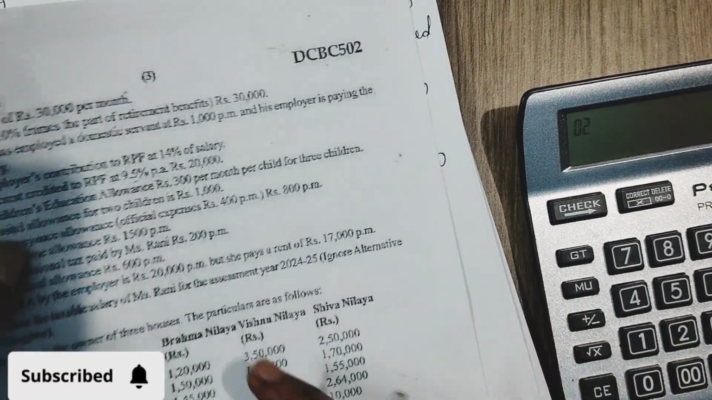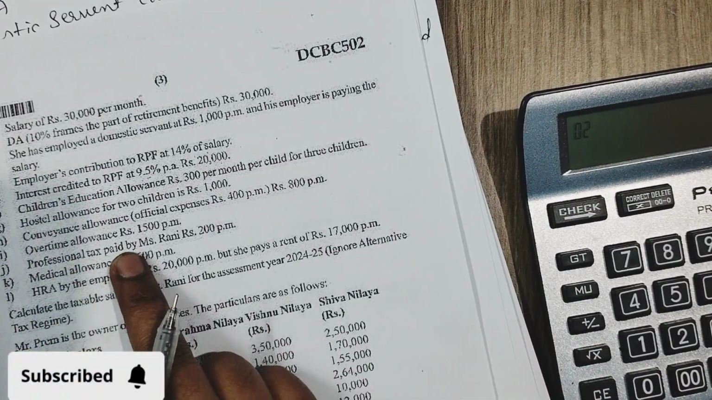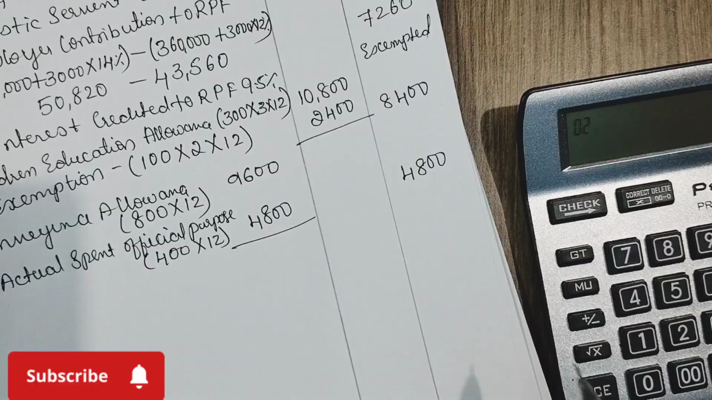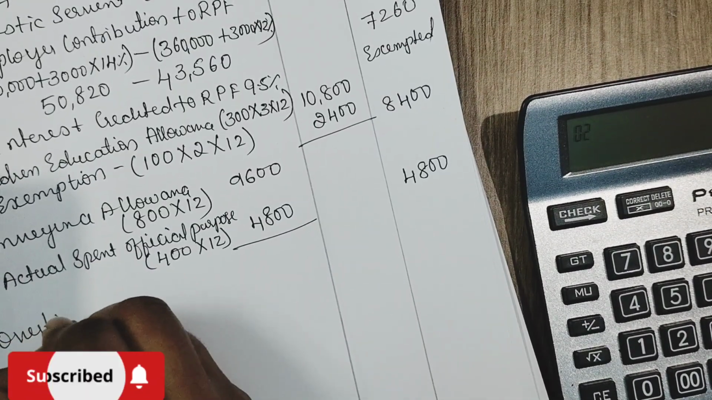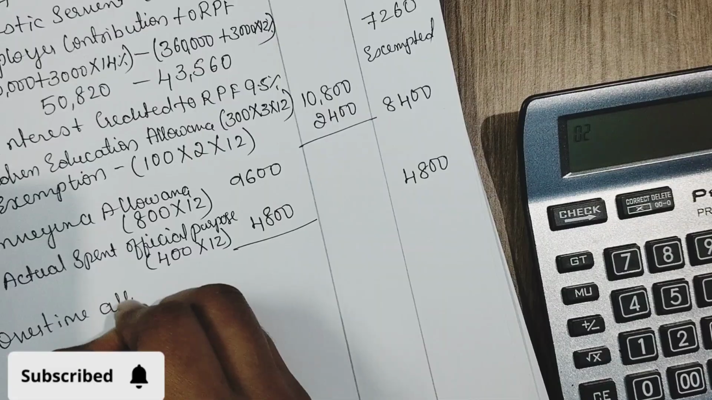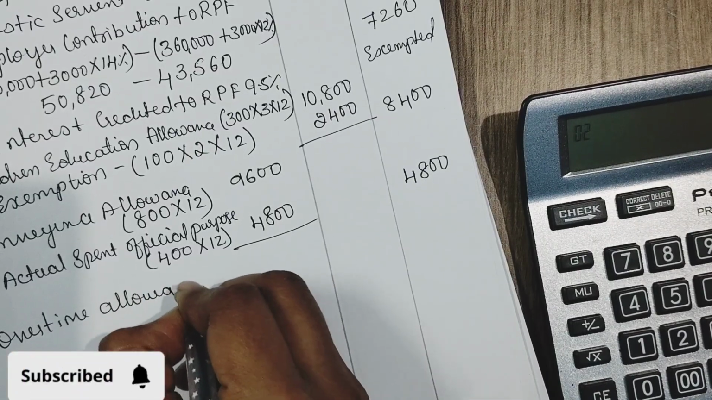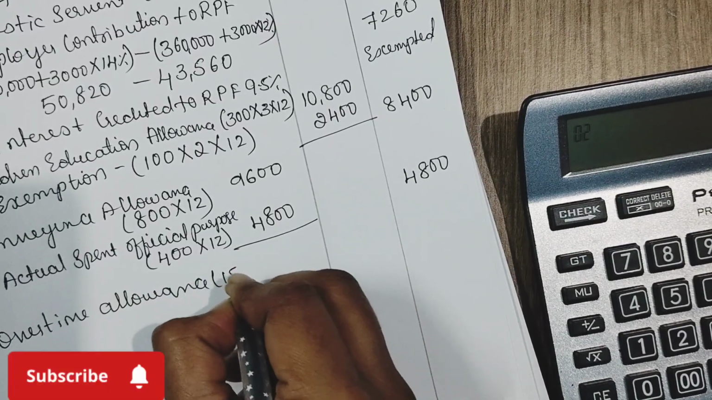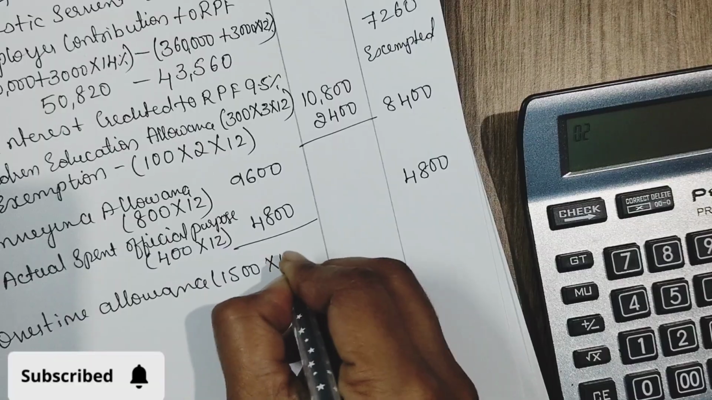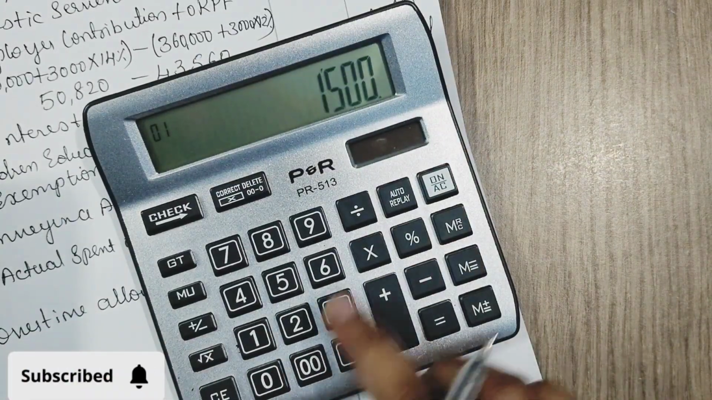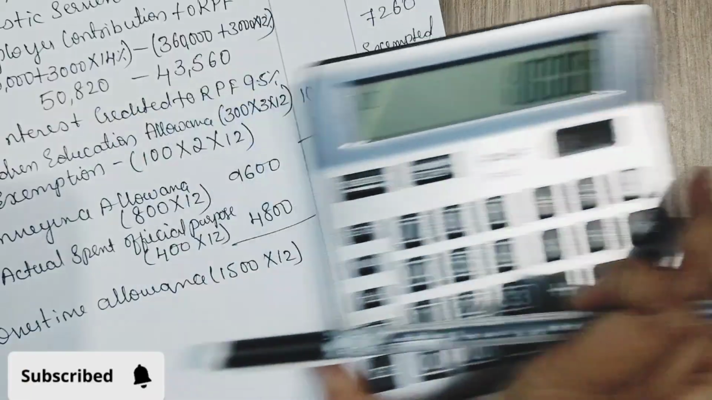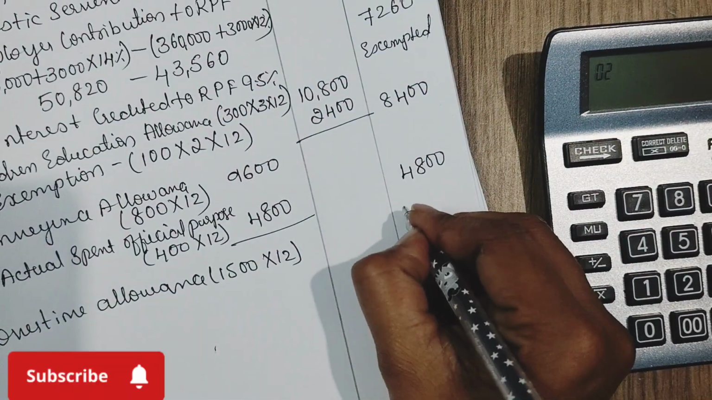Then next is overtime allowance, 1,500 per month. It is also fully taxable. Overtime allowance, 1,500 per month into 12 months. 1,500 into 12 is 18,000.